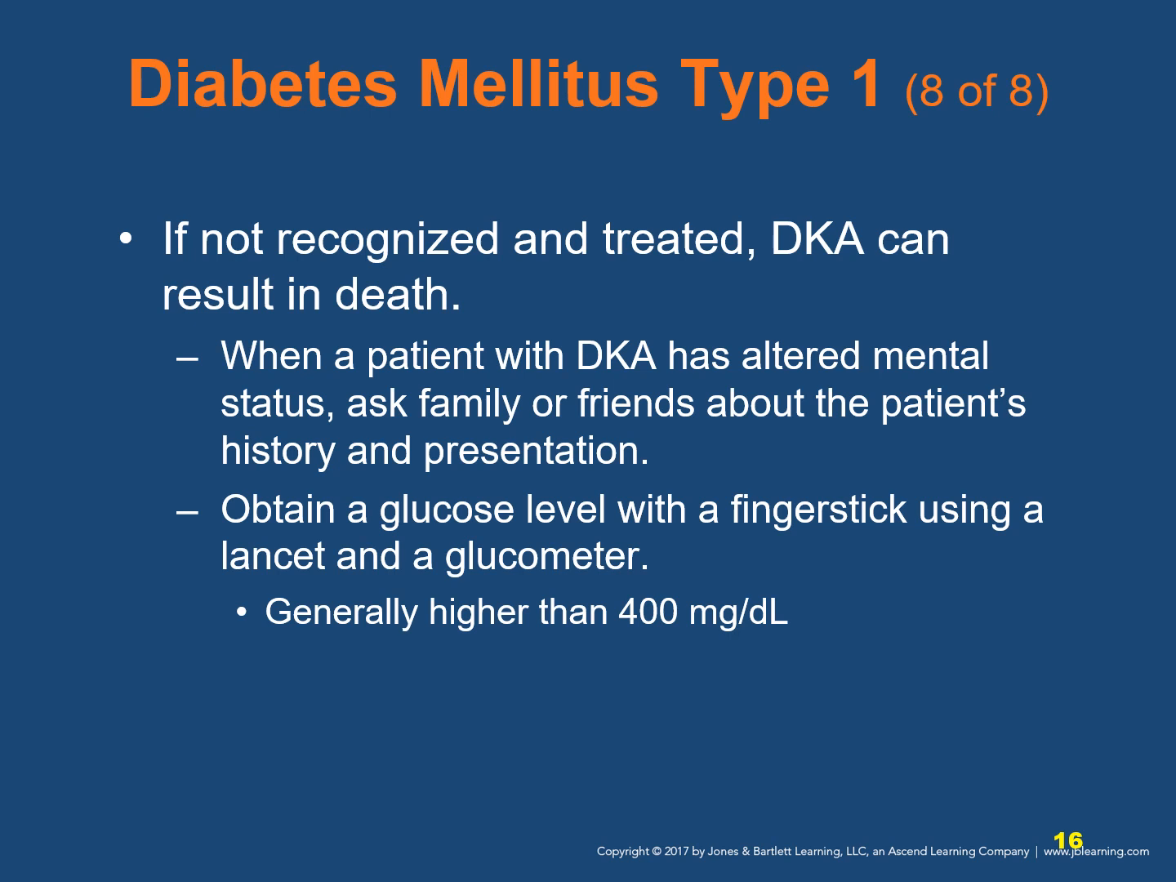When a patient with DKA has altered mental status, ask family or friends about the patient's history and presentation. Obtain a glucose level with a finger stick using a lancet and glucometer. Generally, you will find readings higher than 400 milligrams per deciliter.